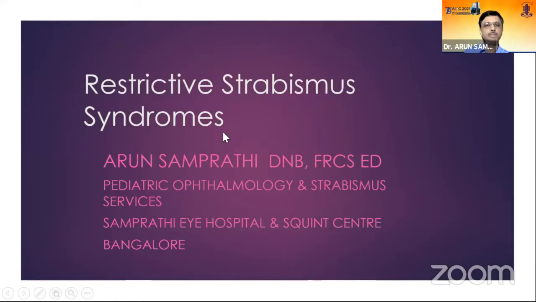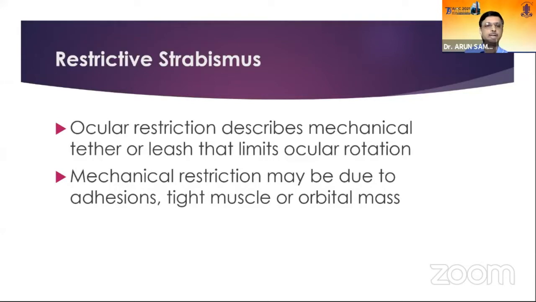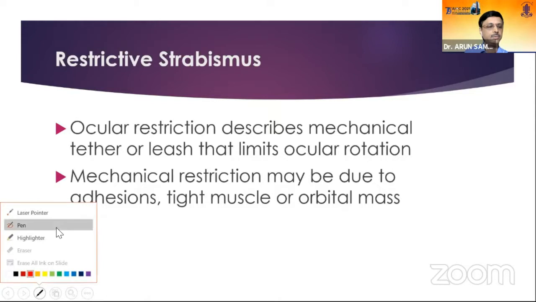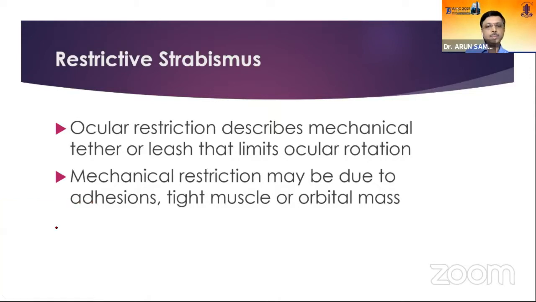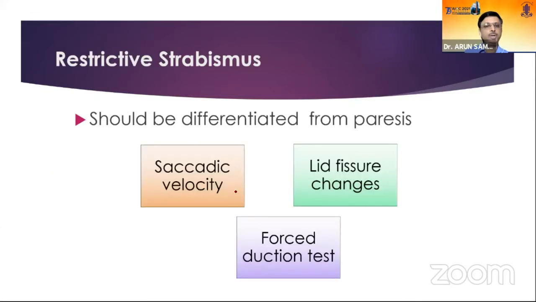Restrictive strabismus includes a gamut of conditions such as Duane's retraction syndrome, Brown syndrome, and other things. Basically, here there is a mechanical restriction to the movements of the eye. So it should be differentiated from a paretic strabismus.